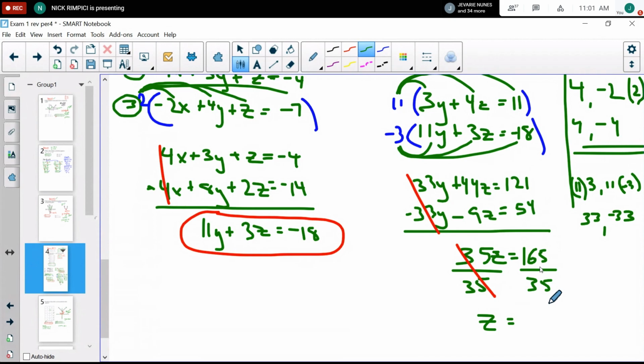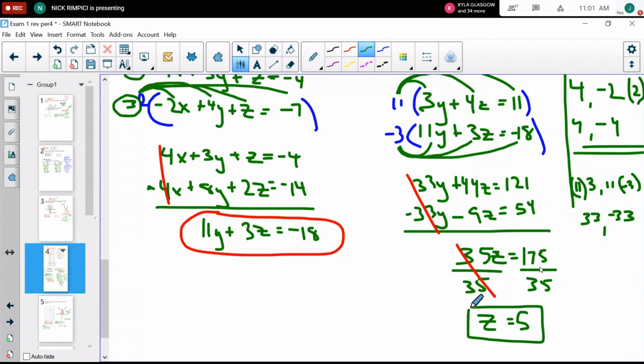did I make a mistake? Oh, that's why, my fault. A little mistake there. I was wondering what was going on there. 121 plus 54 is not 165, it's 175. Okay, all right. So 175 divided by 35, that's 5. Okay, so great. We got one of the variables.